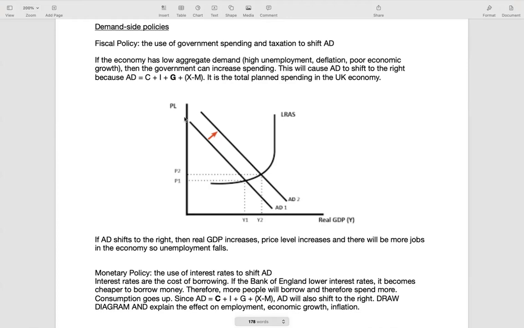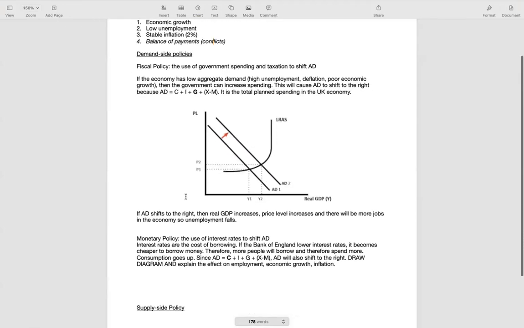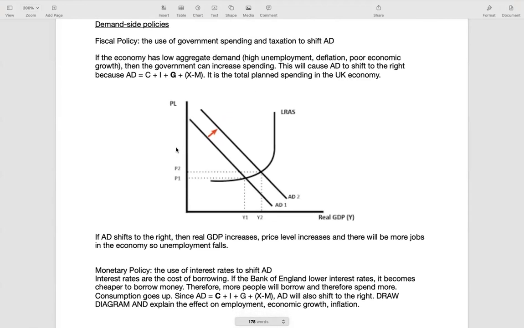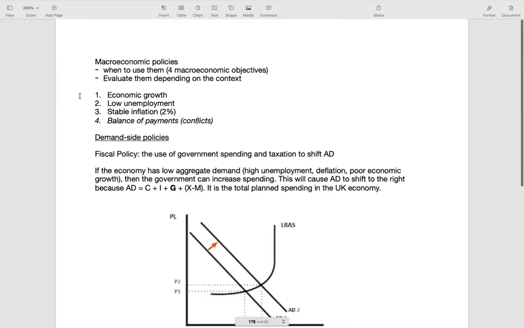AD shifts to the right. Okay, perfect. So that's the basics done. So now you know what the policy is. So the policies are used to change the outcomes of these objectives. Maybe they're too low, so we use the policy to make them go up. Or maybe inflation is too high, so you do less of the policy to make the opposite effects.